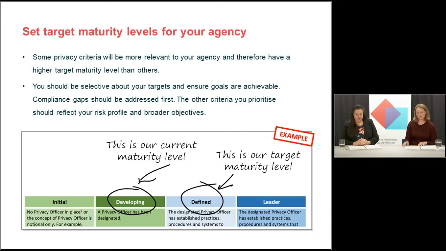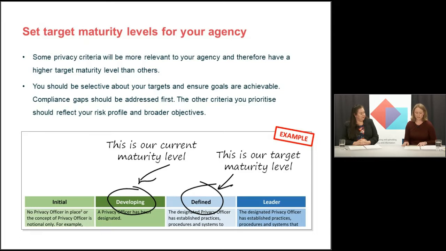As you see in the image on this slide, a fictional officer responsible for privacy has identified their agency's current level for one criteria at developing. They have determined that it would be appropriate for a defined level to be achieved. To ensure compliance with the code, your agency would generally need to sit at the developing level.